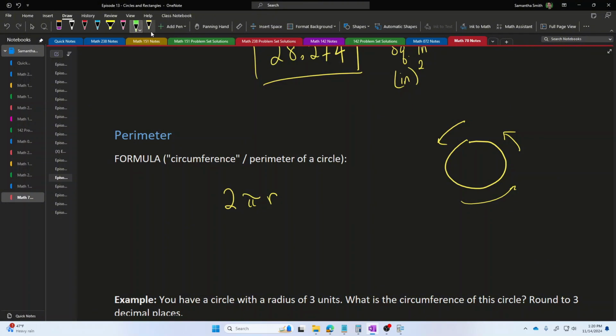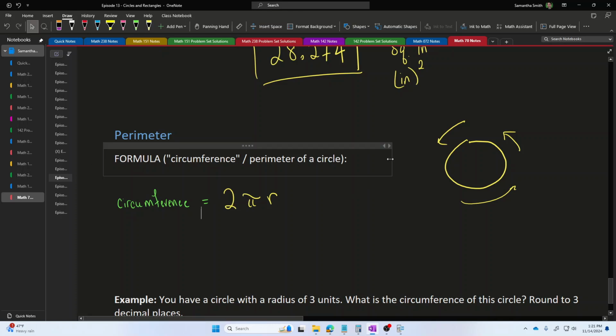And when you're dealing with the perimeter of specifically a circle, sometimes a special word is used, the word circumference. Circumference is the word that's used for perimeter around a circle specifically. And you can find it by taking 2 times pi times r.